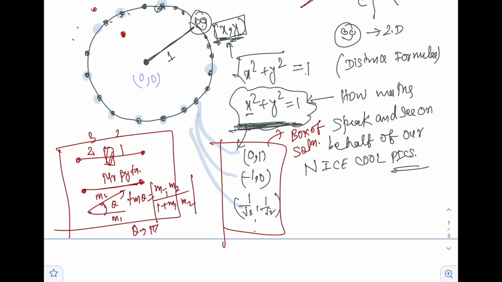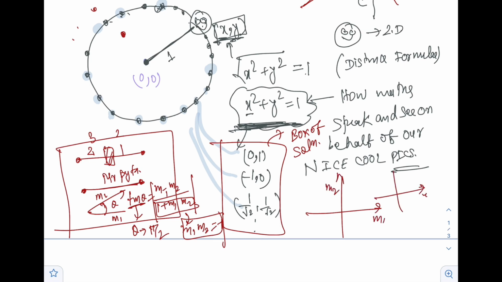And then the special consequence: what if theta becomes 90? If theta becomes 90, tan 90 is not defined, so the denominator has to become 0, and that will give m1 m2 equals -1. So this is a very powerful thing. If you have two perpendicular lines, the product of slopes is always -1. And that's crazy. You can feel it: if you have a line at 45 degrees and a line at 135 degrees, the slope is 1, and tan 135 is -1.